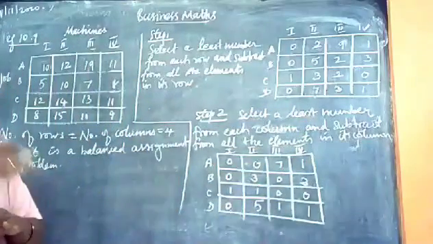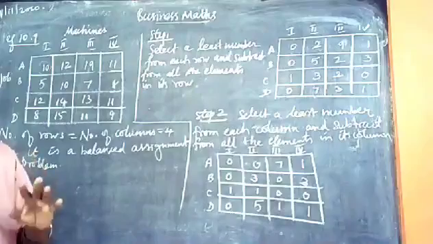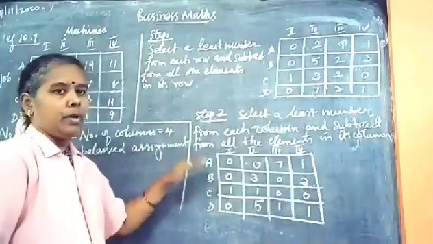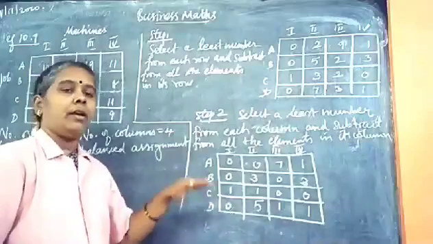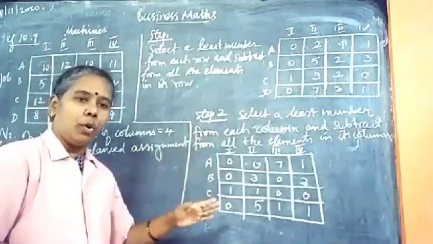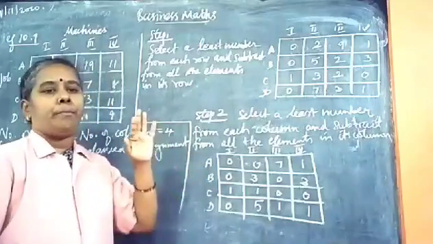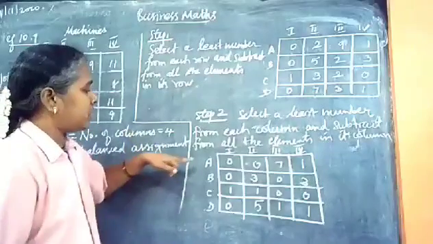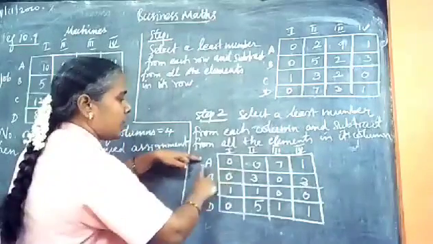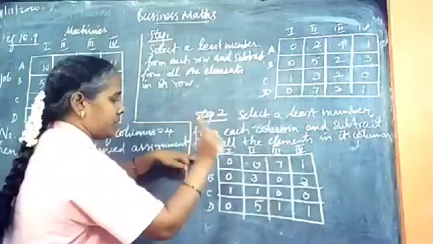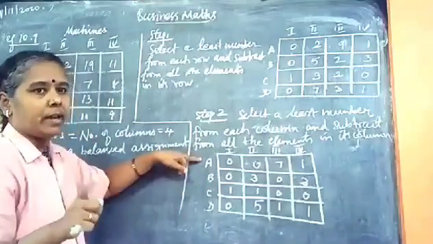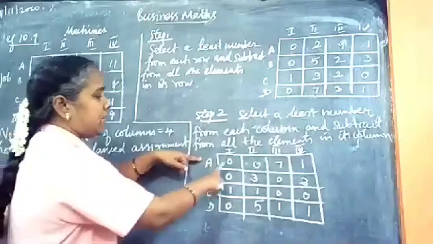Immediately after doing this, what is the work now? You search from the tabular column, step 2: check whether you are having 0 in every row and in every column. Minimum one 0 must be there. So I am going to search here, A row. First row, yes, I am getting at least one 0. Just to check.